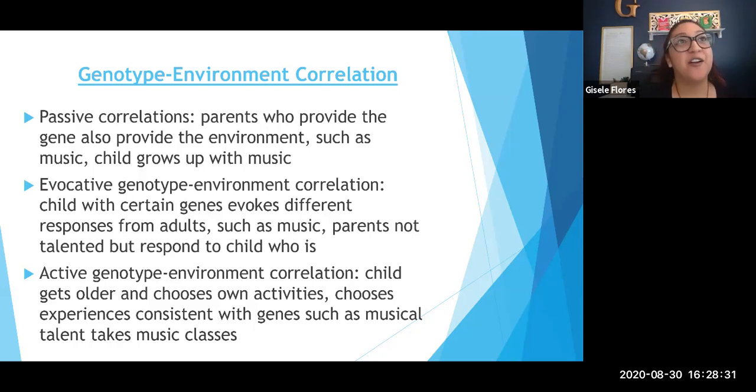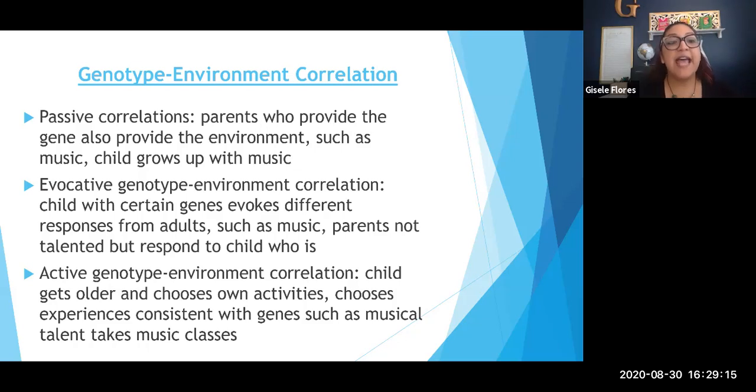Let's actually switch over to art, because this really plays a role in my own family. My daughter is very artistic, has a lot of skill when it comes to her art. I, on the other hand, have no art bone or gene in my body, so I'm not very good at it. But when I saw that she had a skill, I actively, or evocatively, provided her with an environment that says, here are some paints, here are some canvases, here are different programs that I can enroll you in that will support that gene because I don't have that ability myself.